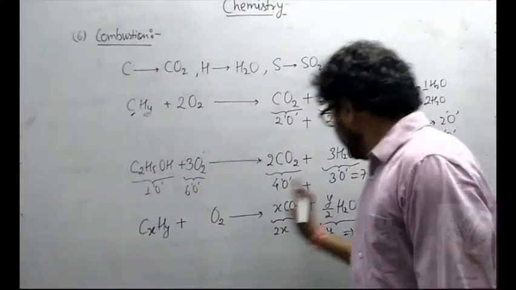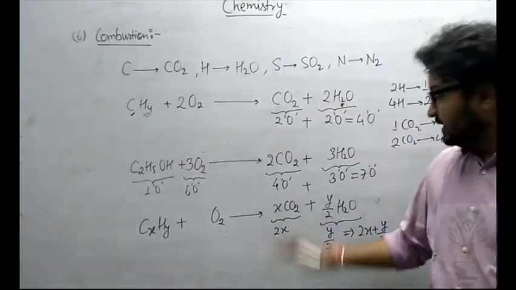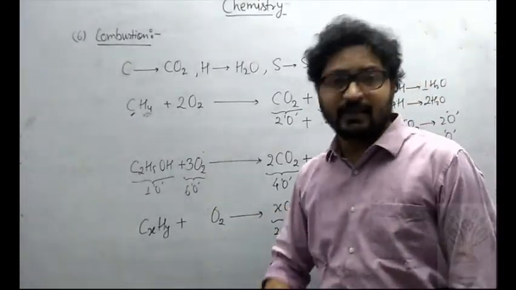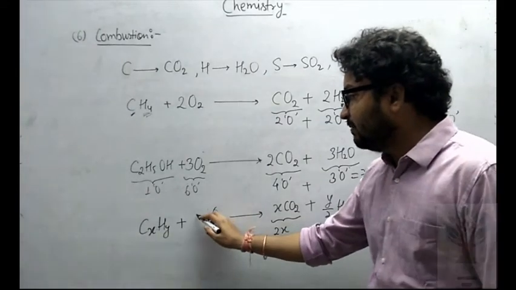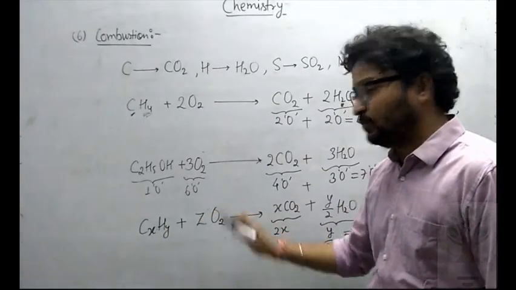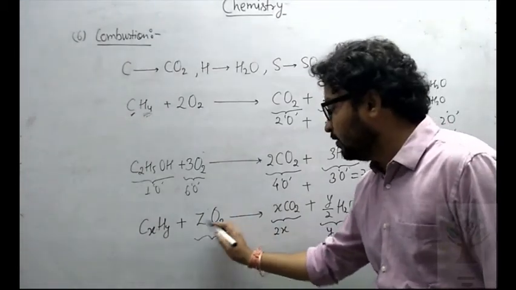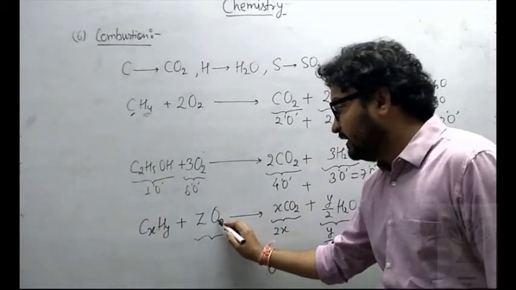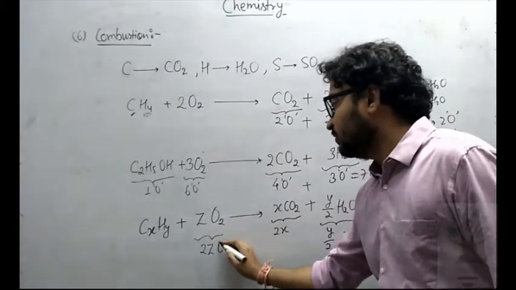Good. Now we need the same amount of oxygen here also, the same number of oxygen for balancing the reaction. So whatever number I will write here, let's say I wrote here zO2, how many oxygen atoms will I have here? Each O2 contains 2 oxygen, so zO2 will contain 2z oxygen.